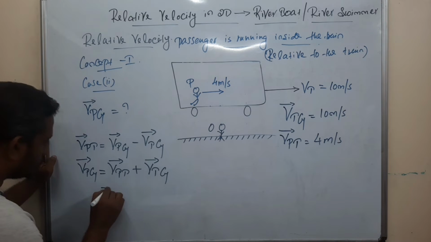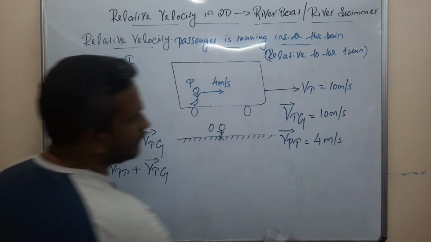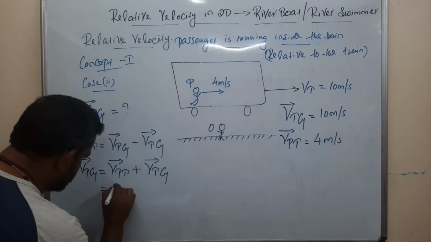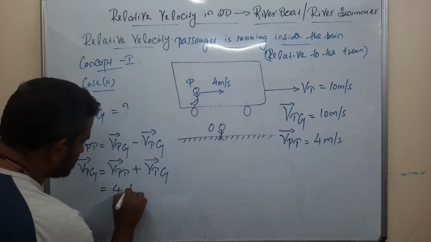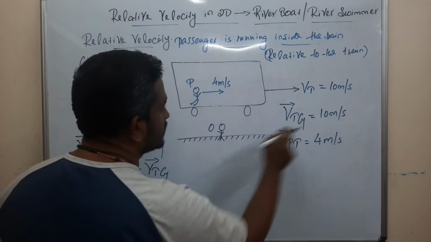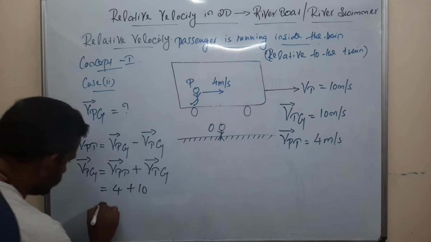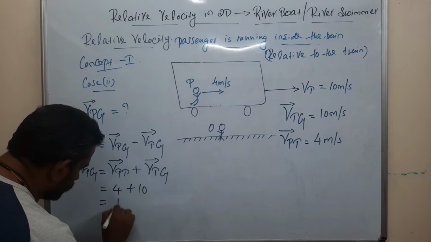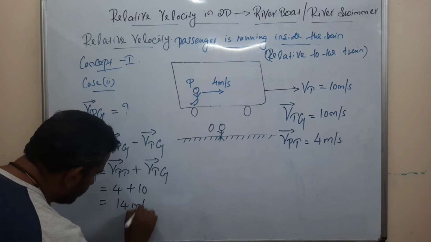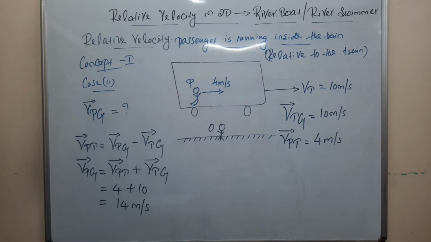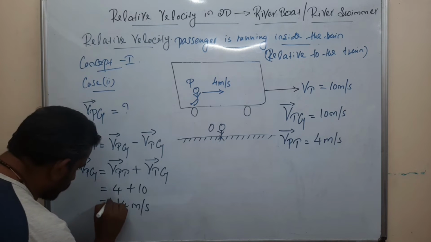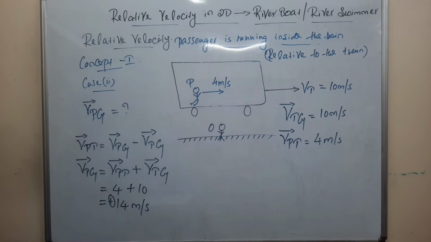So that's equal to, what is Vpt? That is 4 meter per second, okay, 4 plus, what is Vtg? That is 10, okay, 10. So that's equal to 10 plus 4, that is 14 meter per second, okay, 14 meter per second. So this is positive. So what is the feeling?